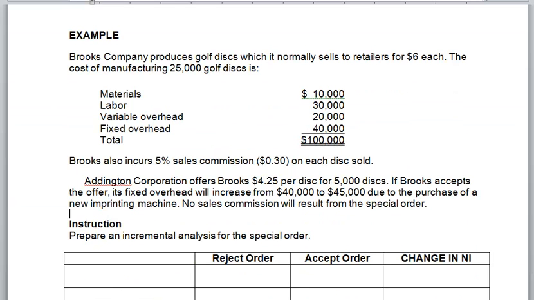Brooks Company produces golf discs, which it normally sells to retailers for $6 each. The cost of manufacturing 25,000 golf discs is as follows. So we can see the cost for each here. What we really want to do is figure out our cost per unit for each of these. Take $10,000 and divide it by 25,000 discs, and we get a cost per unit of 40 cents. For labor, doing the same thing, I would get $1.20. For variable overhead, I get 80 cents.